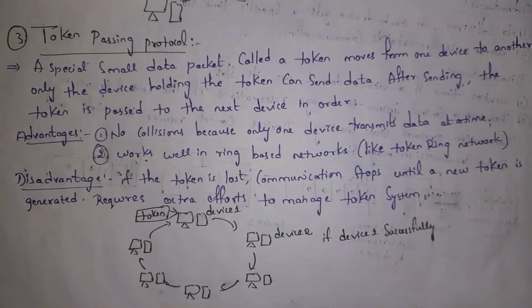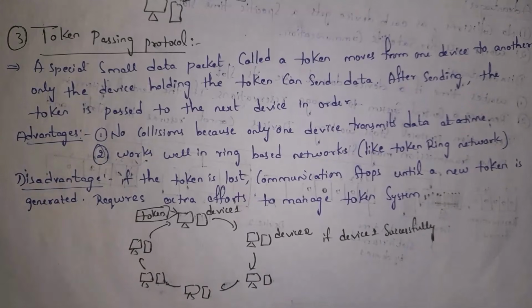And the third one is the token passing protocol. The first device will get one token. Whenever a device gets the token, this device can send data to other devices. After this device successfully sends data, the token is given to device 2. Device 2 will send data. Similarly, the token is given to device 3, device 4 and so on. So the token is passed in a circular manner. Whenever a device gets the token, at that time the device can send data. If a device doesn't want to send data, then the token is moved to the next device.